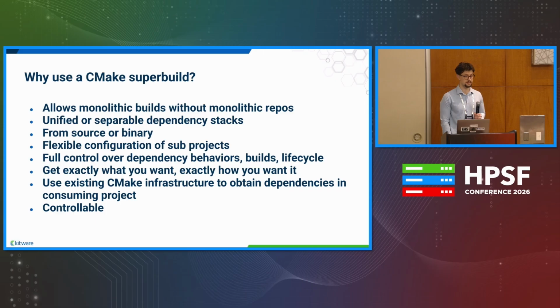You can parallelize them a little bit, not inside. CMake doesn't have parallelism in and of itself, but if you're using Ninja to drive these, and the sub-projects are also using Ninja, that's fairly parallel. It also uses existing CMake infrastructure, right? If we have the CMake hammer, we're going to see a bunch of CMake nails. And it's fairly controllable.